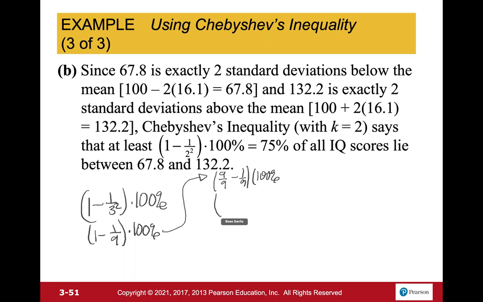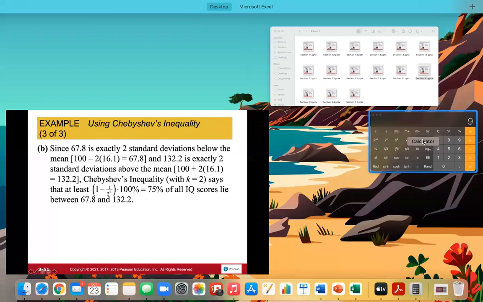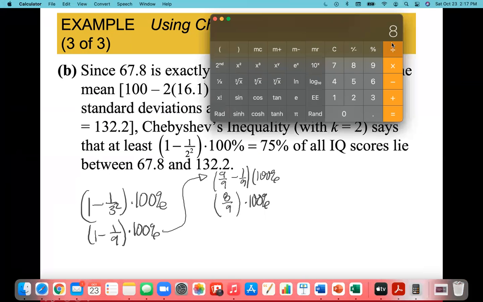And now that we have our denominators the same, we could just add or subtract across the top. So we have 9 minus 1, which is 8. So 8 over 9 times 100%. And now we just have to find out what that value of 8 over 9 is. So 8 divided by 9.